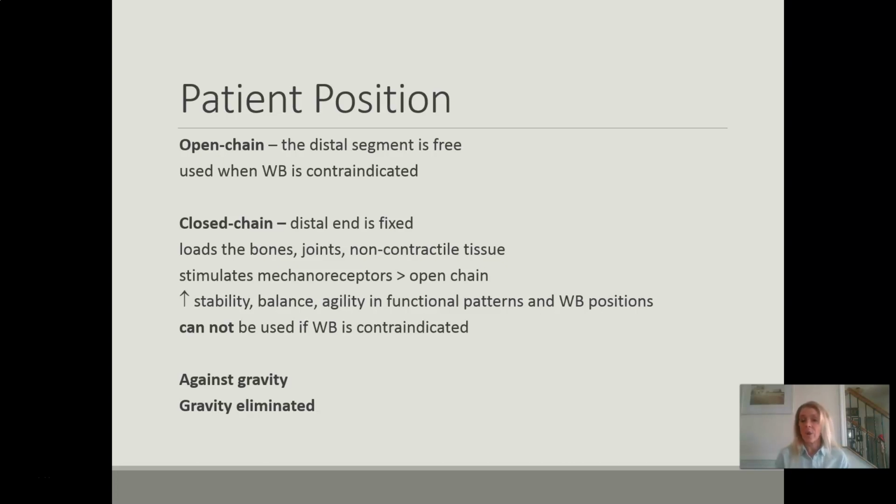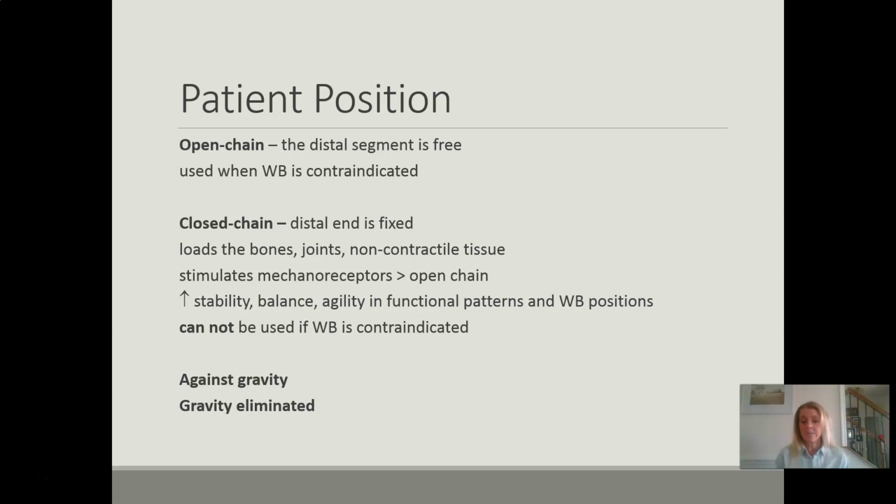We use open chain when weight bearing is contraindicated. If your patient's non-weight bearing, they're not going to be performing any closed chain activities yet. Closed chain is typically more functional, so that'll help to increase stability, balance, agility, and stimulate more mechanoreceptors and things like that. So again, depending on where your person is in rehab, we may sort of lean on one of these a little bit more heavily than the other.